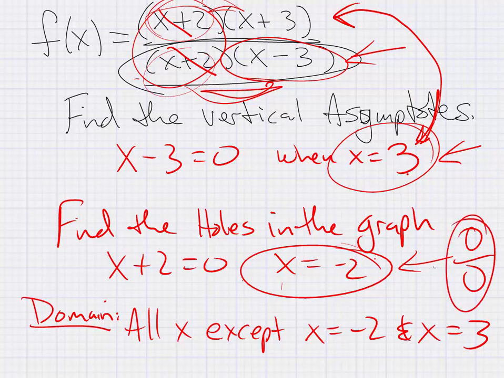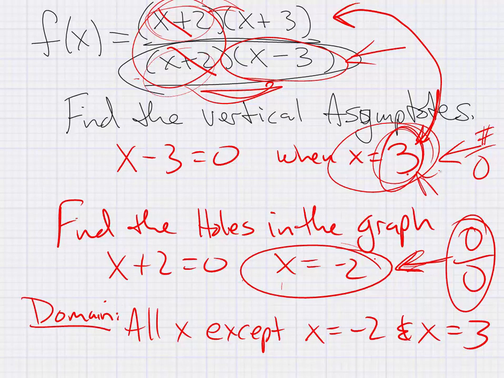0 over 0 tells me basically that it was a factor that could be canceled and therefore it's a hole. If I don't get 0 over 0, if I get some number over 0 when I plug this number into the original function, then it tells me it's a factor that couldn't have been canceled and therefore it's a vertical asymptote. So these are all different ways of looking at it, but it's something that you're going to have to be concerned with from now on.